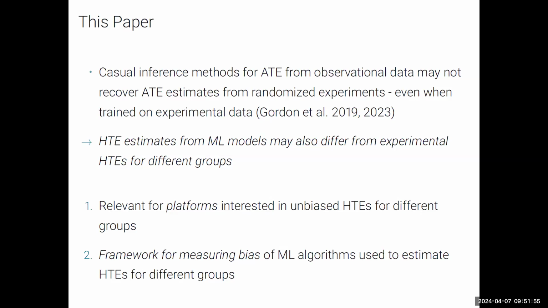The first one is about the contribution. We know, and Joel mentioned this a few slides ago, that causal inference models for average treatment effects from observational data may not recover the average treatment effect estimates from a randomized experiment. That's why we probably need an identification strategy. But it is true also when we train on experimental data. Heterogeneous treatment effect estimates from a machine learning model may also differ from the experimental HTEs for different groups.